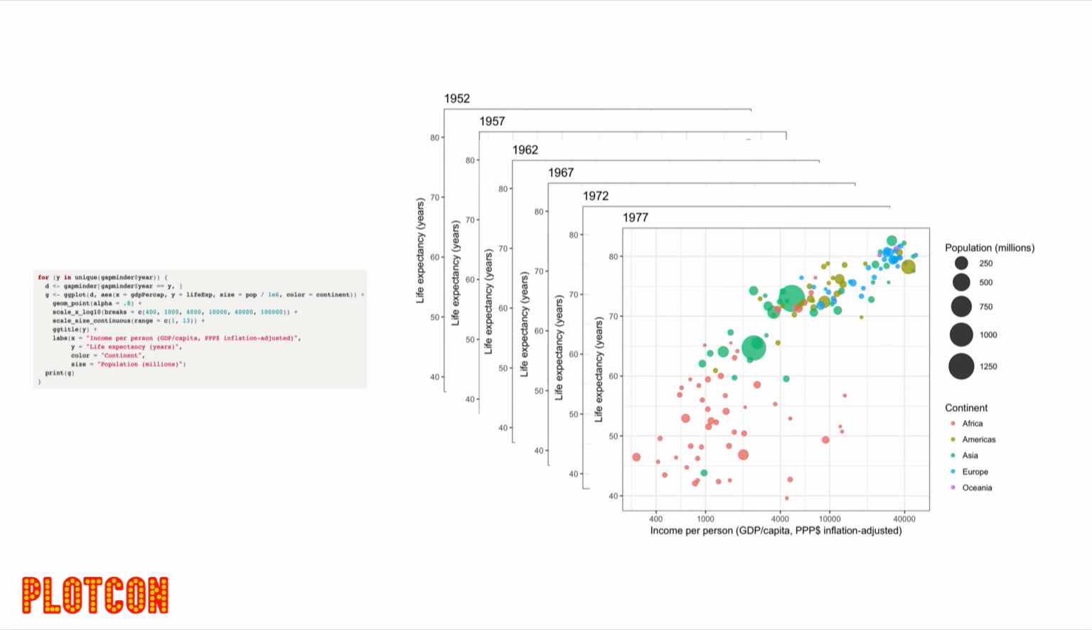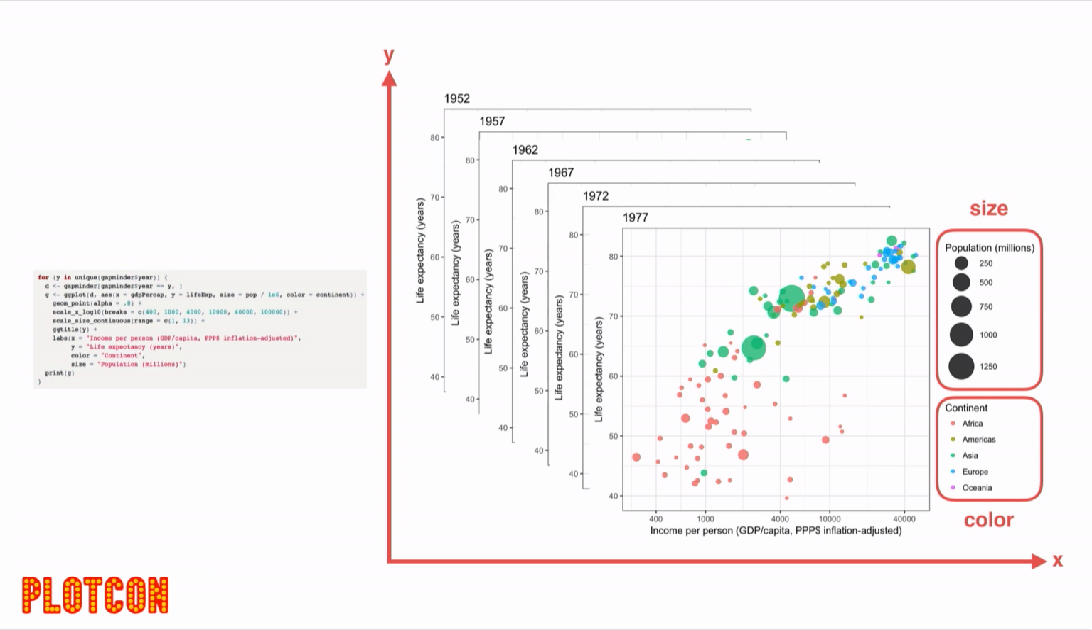That is one solution. But what I feel is really important about this is the recognition that just as you have an X and a Y aesthetic, and you add in the size aesthetic and color, there's a fifth aesthetic here that ggplot2 can't map to, and that's frame, seen from 1952 through 1977 and beyond. So that's where gganimate comes in.